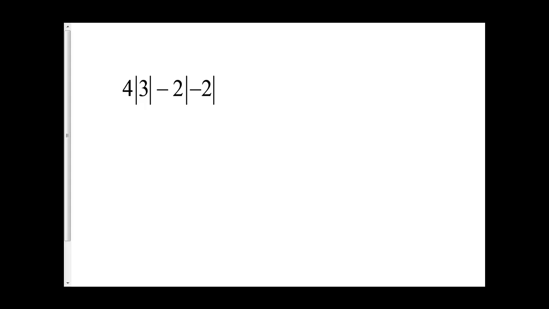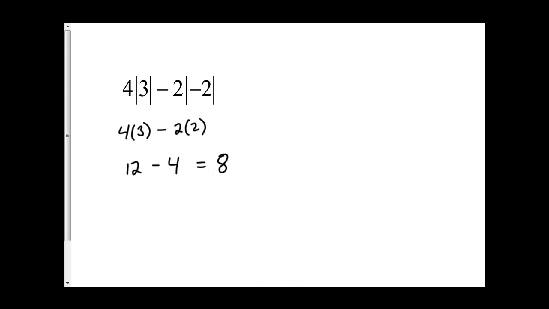Finally, here we have an equation of absolute value, which means because they behave like brackets, we're going to multiply. So this is really 4 times 3 minus 2 times positive 2. Order of operations tells me I'm going to do the multiplying first, so I've got 12 minus 4, which is going to give me 8.